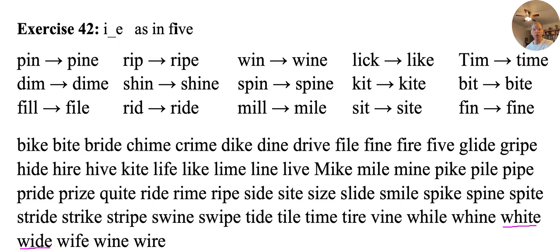Wide, the door is wide enough for a wheelchair. Wife, when a girl gets married, she becomes a wife. Wine, that can be a beverage or a drink. Wire, you run a wire to get electricity.